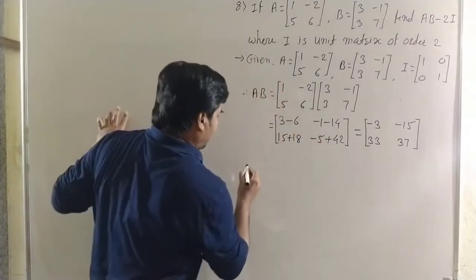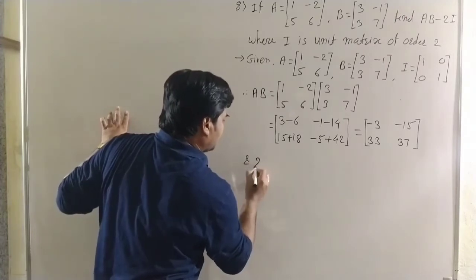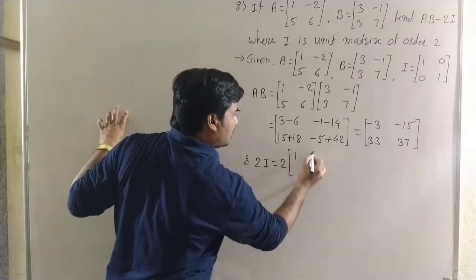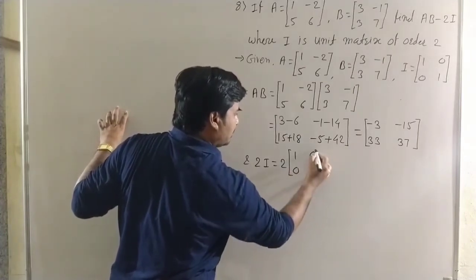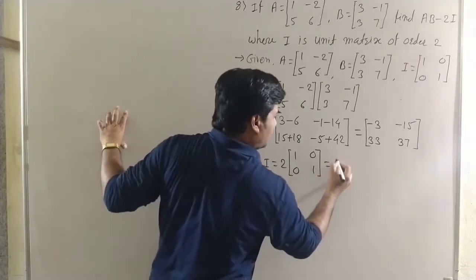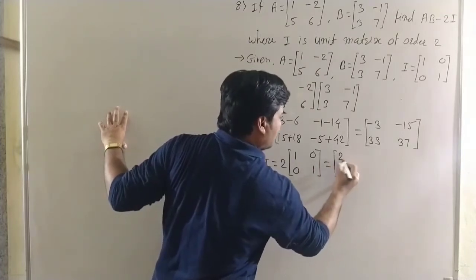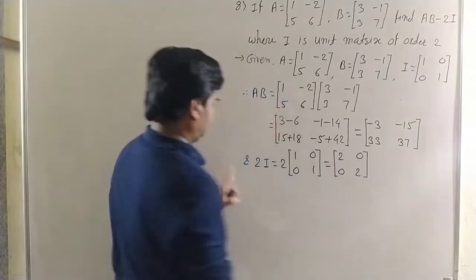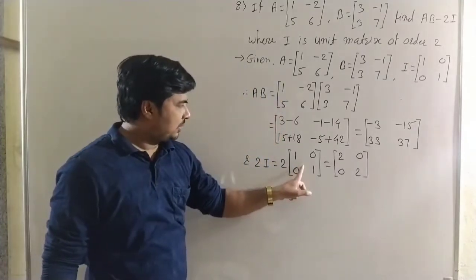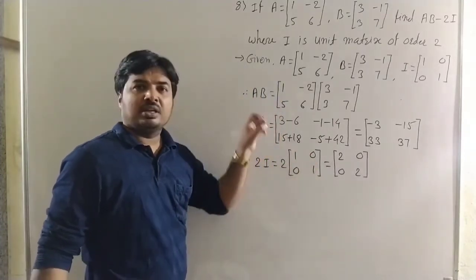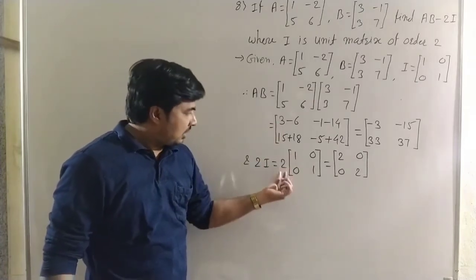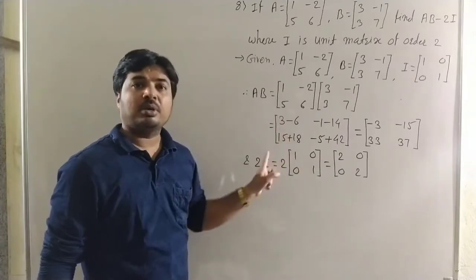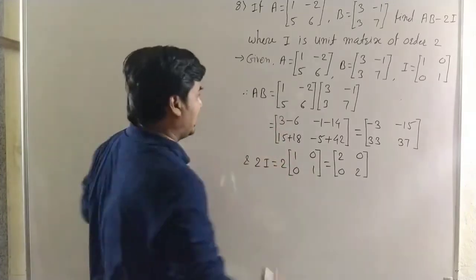Now we find 2I. 2I, that is 2 into I, [1, 0; 0, 1], is equal to [2, 0; 0, 2]. See carefully, 2I is 2 into the matrix I, that means it is a scalar multiple. For scalar multiplication we multiply all elements in the matrix by the scalar, and here it is 2.